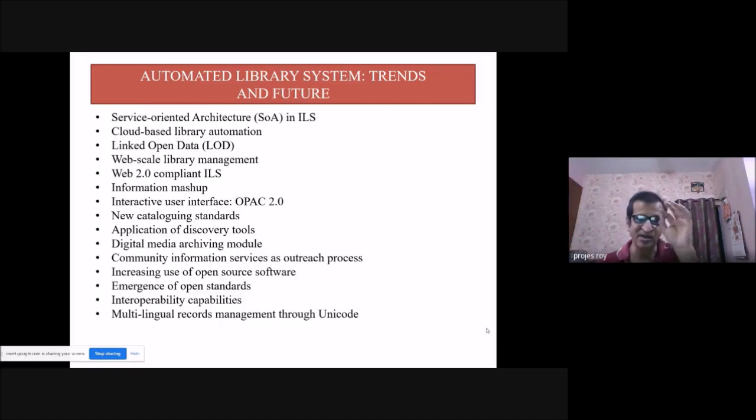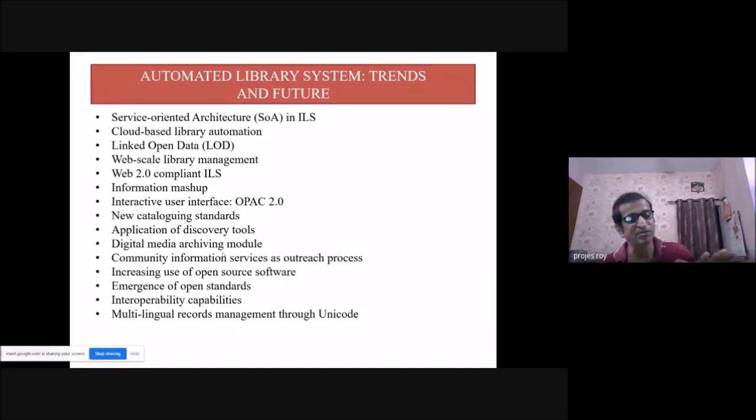Then OPAC 2.0. Here you can understand the concept of OPAC 2.0. Previously, users usually just searched. Now, when you are searching for a book, you can write a review of that book. That is called OPAC 2.0. You can create new catalog standards, but importantly, multilingual support, which is an old concept, but is needed in the majority of library automation software.